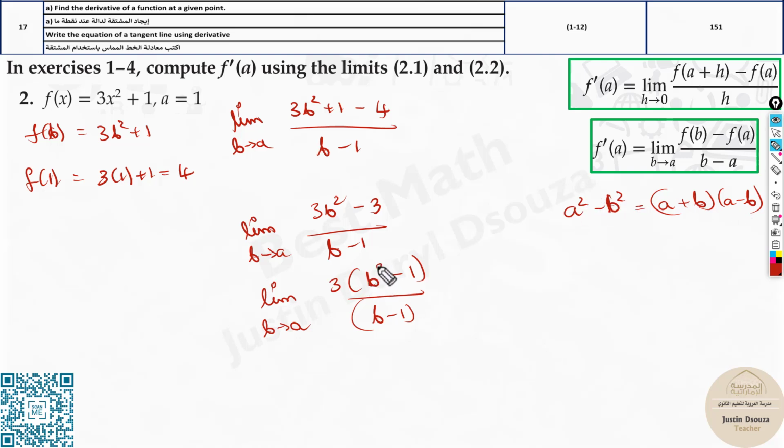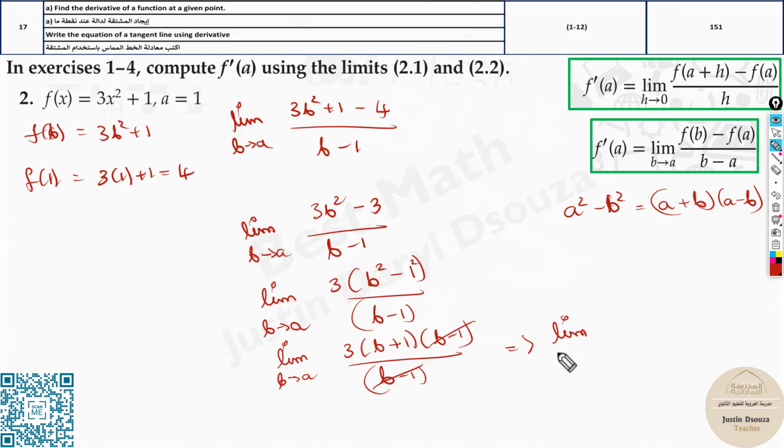Now, instead of a, we have b squared minus 1, which can be written as b squared minus 1 squared. So what happens here is limit as b tends to a, 3, and over here we will have (b plus 1)(b minus 1) divided by b minus 1. Now you can cancel these two terms and you're remaining with limit as b tends to a of 3 into b plus 1 only.